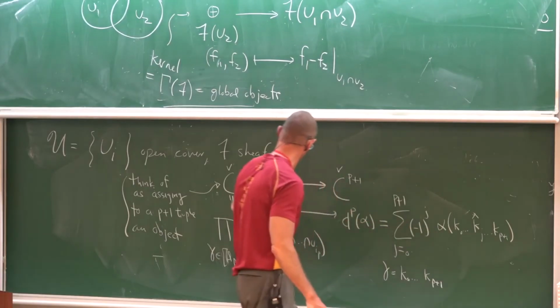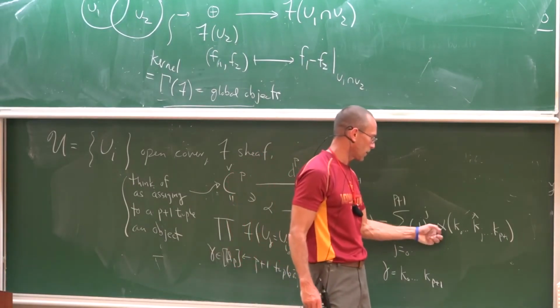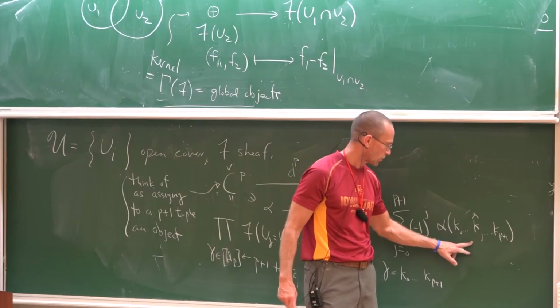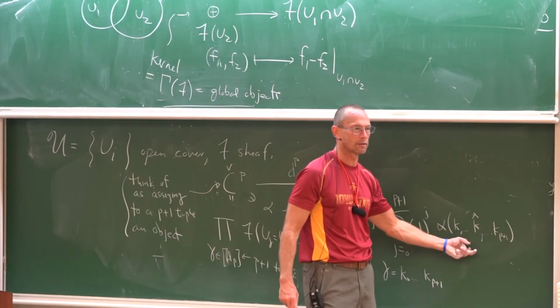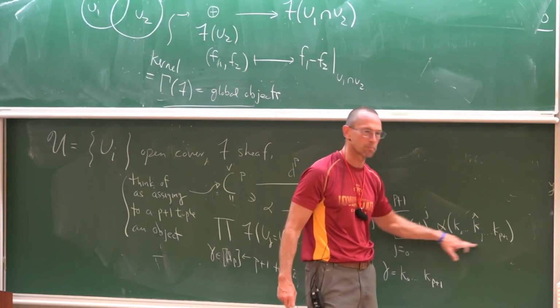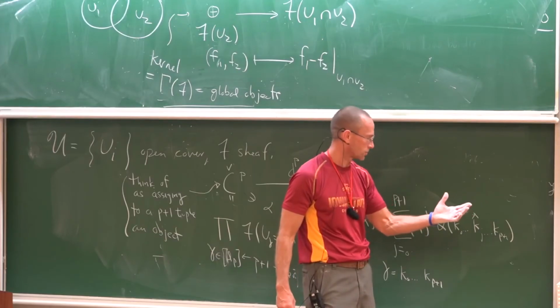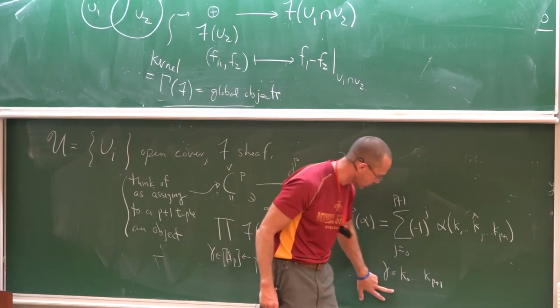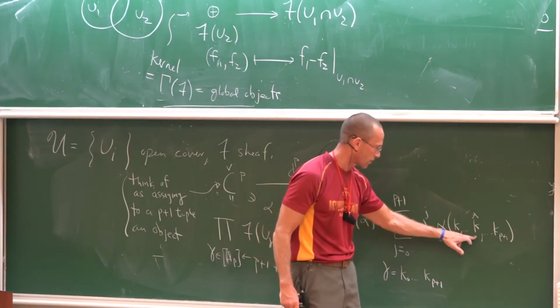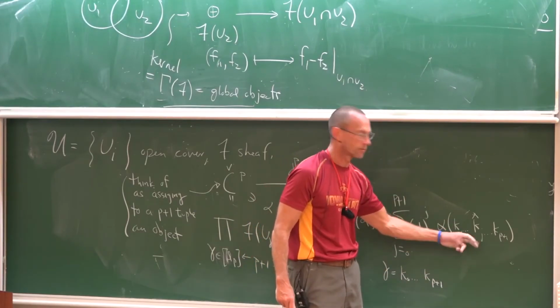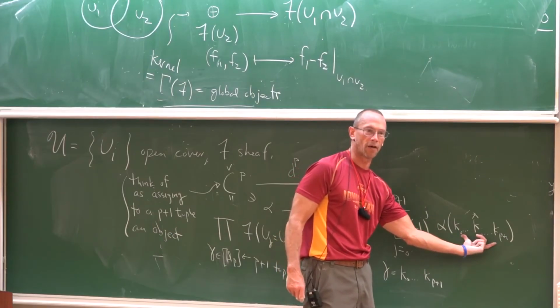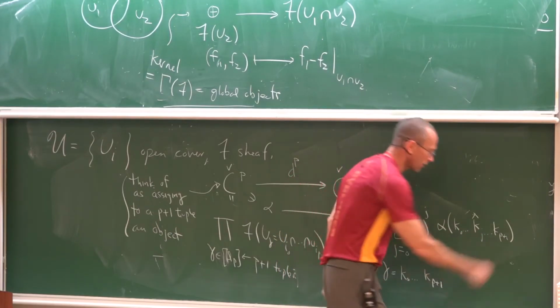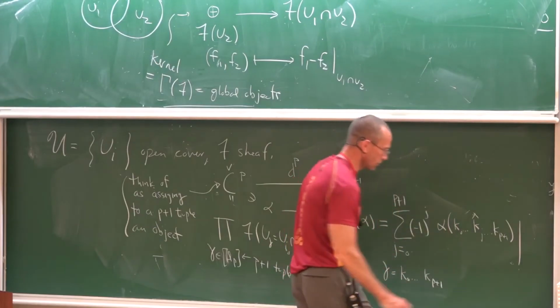So what have I done here? Alpha was living over here. You hand me a p+1 tuple, and alpha knows what to do with it. It doesn't know what to do with a p+2 tuple, which is what I handed it. So we just take an alternating sum of leaving out the j-th thing. This is a p+1 tuple, and alpha knows how to operate on that. And then we restrict it to our U_gamma.